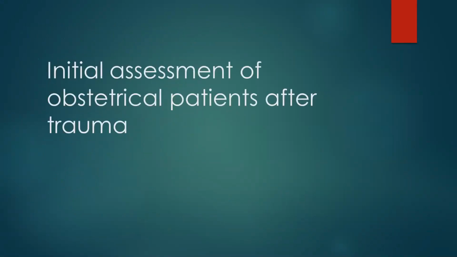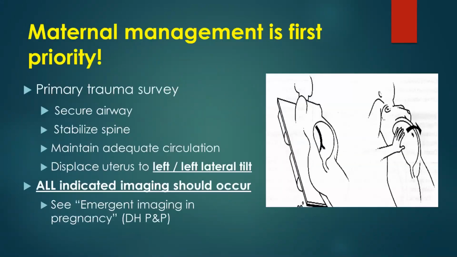So what's the initial assessment of the OB patient after a trauma? I can't stress this enough. The maternal management is the first priority because mom's survival truly dictates fetal survival. And I'm definitely not here to tell you how to do a primary trauma survey because you all are well versed in that. But once you have secured her airway and stabilized her spine, the biggest thing that we would like you to remember in the pregnant patient is to try to do a left lateral tilt.